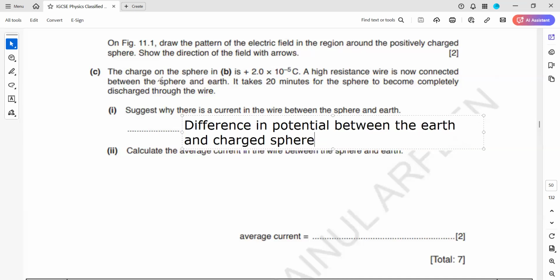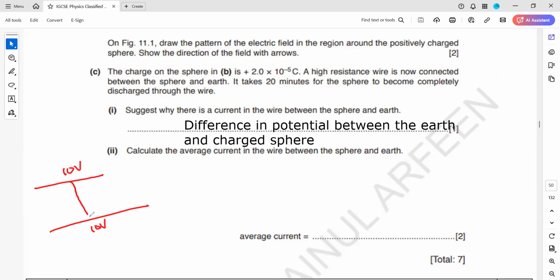Say you have two wires, one carrying 10 volts, another also carrying 10 volts, and you connect them by another wire. Will any charges flow? No. The charges always flow because of a difference in potential, a difference in energy. A simple way to understand this: if I have one box and I'm applying a force of 10 newton towards the right and 10 newton towards the left, will it move? No, it won't move. Same thing happens with potential.